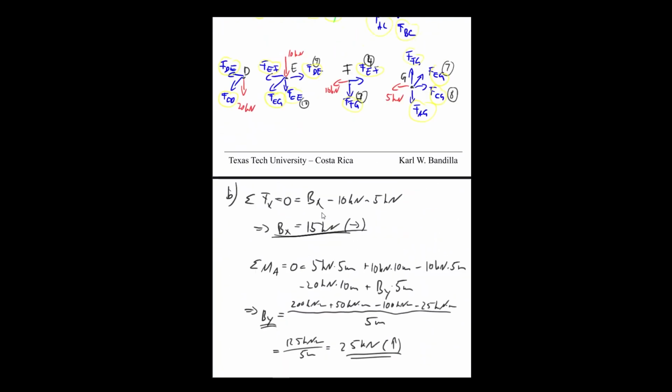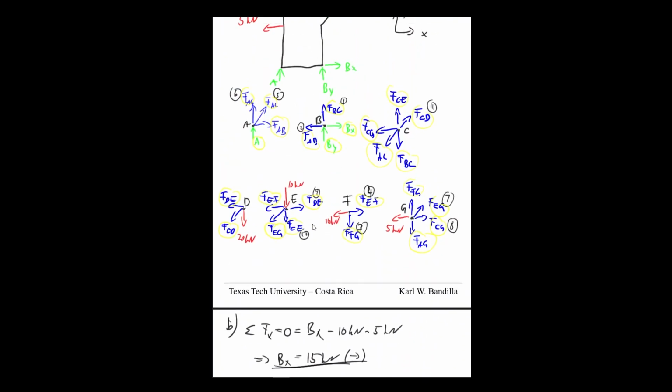Okay, let's see. That was number 9 and 10, so the only one left is 11. That's the one that's all the way up here. So to do that, it doesn't really matter in which direction we go. So maybe we'll do sum of forces in the x direction. So at the point C, oops.